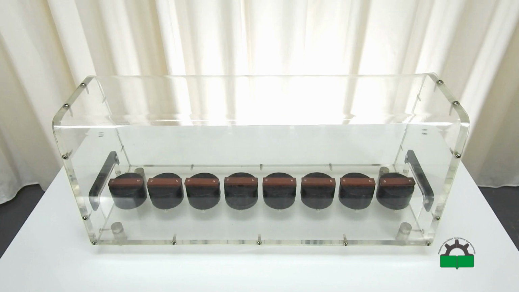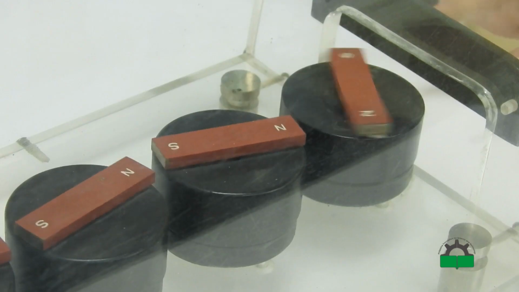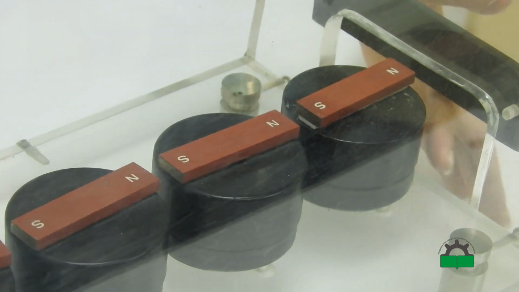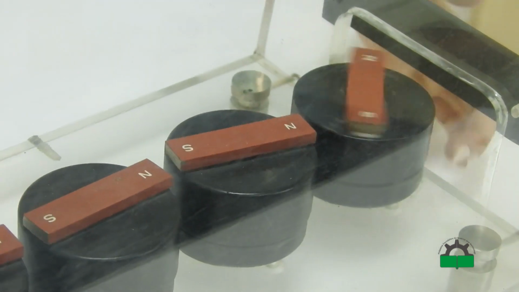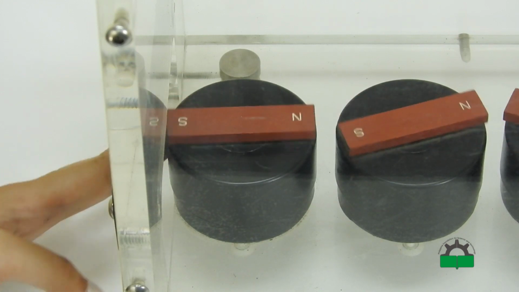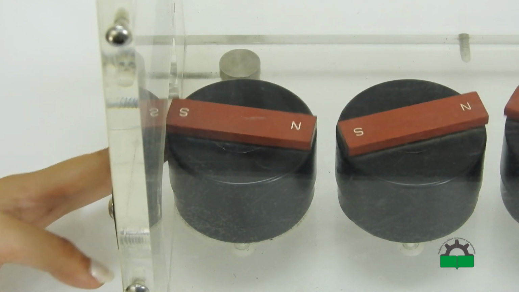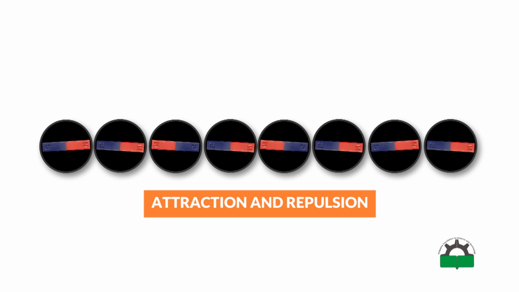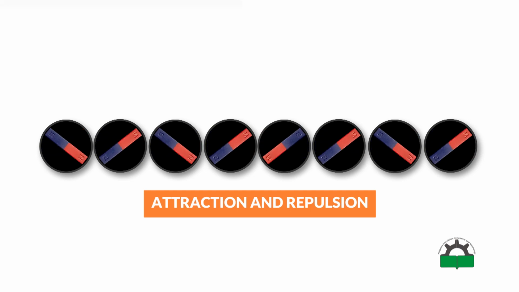In the exhibit, 8 bar magnets are placed, one after the other, on the table. Each bar magnet is secured to the table, but is free to rotate at its center. When one magnet is rotated, its poles will either attract or repel the poles of the magnet beside it. This attraction or repulsion will cause the adjacent magnet to rotate too.